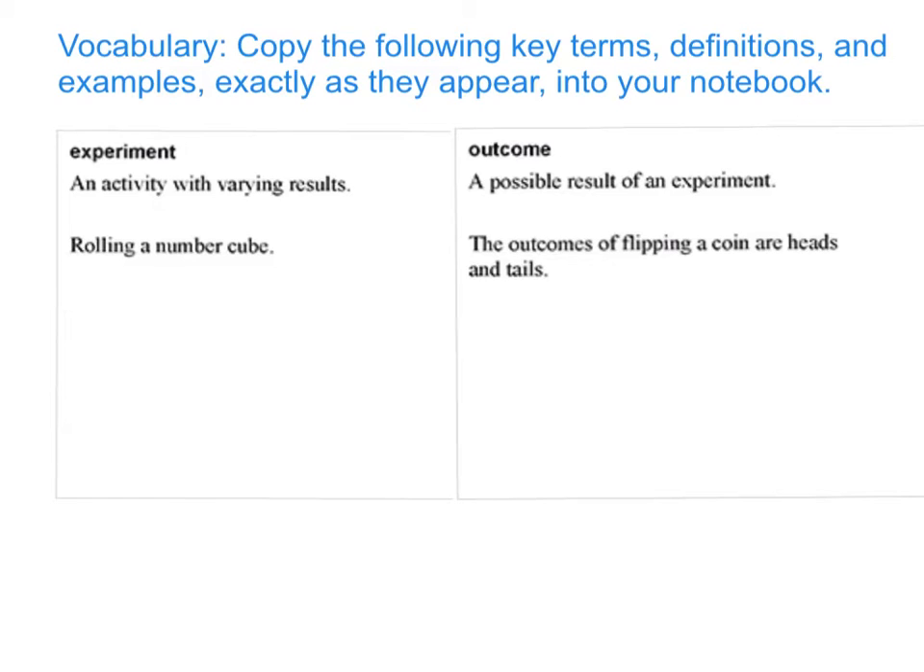An experiment is an activity with varying results. An outcome is a possible result of an experiment.